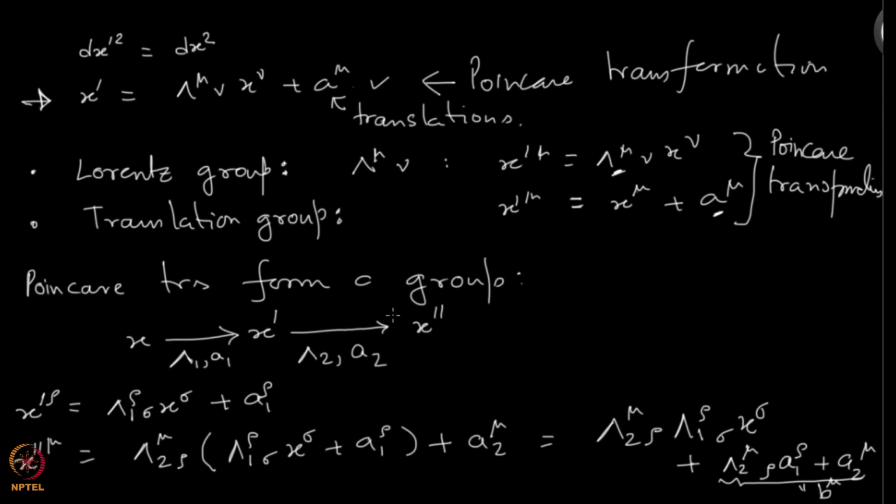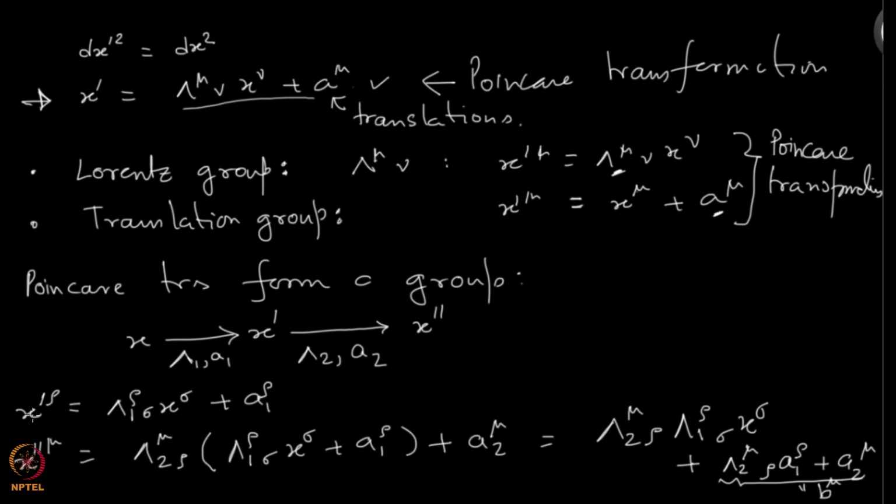So how do I verify that these transformations form a group? What I should do is do this followed by that, and whatever I get, I should be able to put it in this form. Whatever I get, I should be able to say that it is a Lorentz transformation acting on X followed by a translation. If I can say so, then I would have proved that Poincare transformations form a group. So that's what we are doing here.